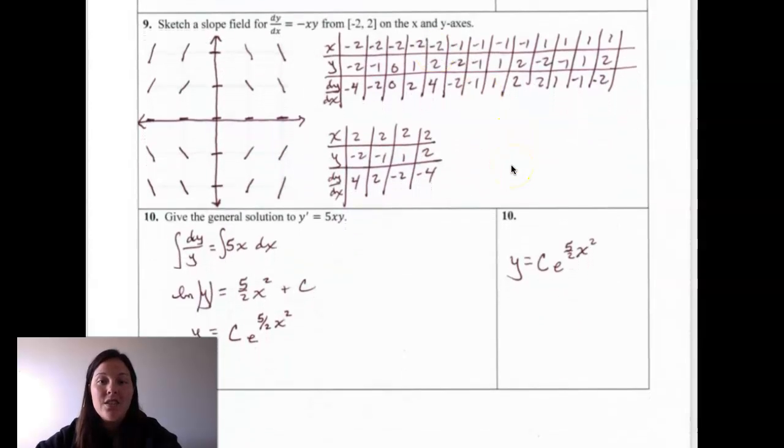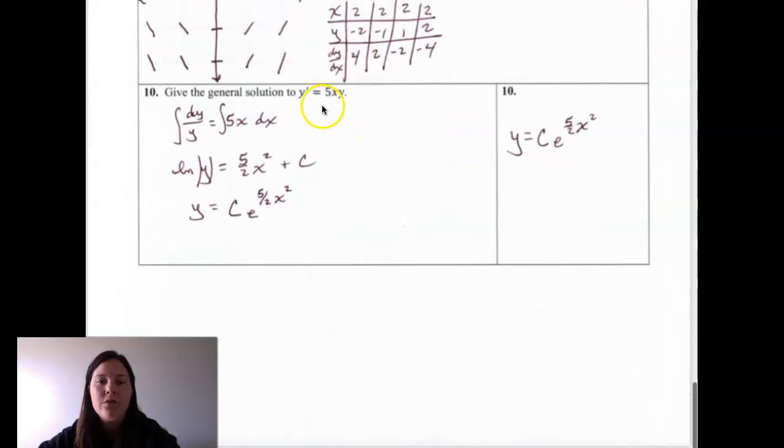Number 9, sketching a slope field. I did show all of my work. In this case, if you didn't, that would be fine because I know you know how to multiply x and y and then make it opposite. So really what I'm looking for is the general shape of your slope field matches mine. I'm not going to be looking for any exact values, just that it has the same shape as my slope field.